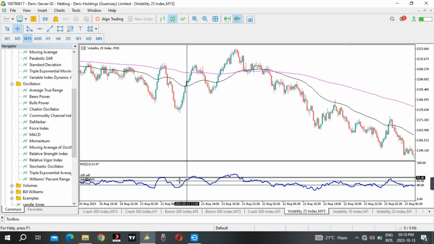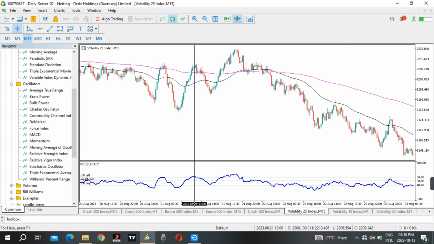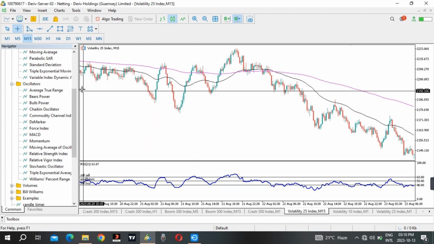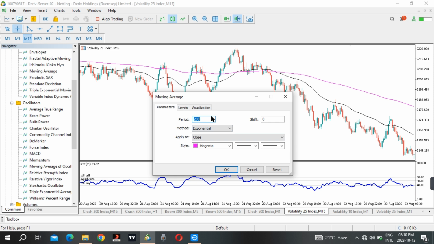Then click OK. Then we want to add a moving average in this indicator window over here. So we are going to be dragging our moving average. You can also use this strategy on your phone. I just use my laptop because it's a little bit simpler for me to record than when I'm using my phone. So over here, we want to set this to period of 1.